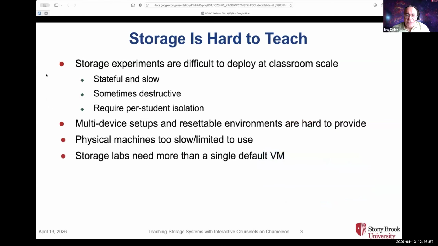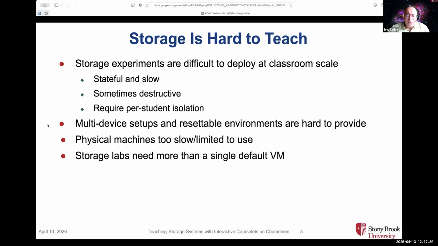So storage is kind of hard to teach. The experiments themselves are kind of difficult to deploy at a classroom scale. Storage systems are stateful, they're slow. There's one well-known tautology in storage systems that you're not allowed to lose any data ever or corrupt it. That's not acceptable. And yet you need to experiment with destructive operations. What happens if my storage is dead, if my system is corrupt? How do I recover? What does it look like? And all that stuff requires that you have isolated environments per student so that they can do the experiments safely.